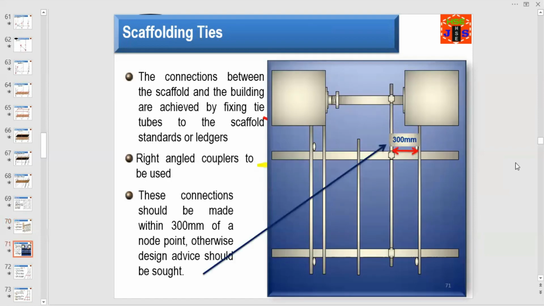The connections between the scaffold and the building are achieved by fixing tie tubes to the scaffold standards or ledgers. Right angle couplers to be used. These connections should be made within 300 mm of a node point. Otherwise, design advice should be sought. This is an example of a tie, and these connections shall be made within 300 mm as I discussed.